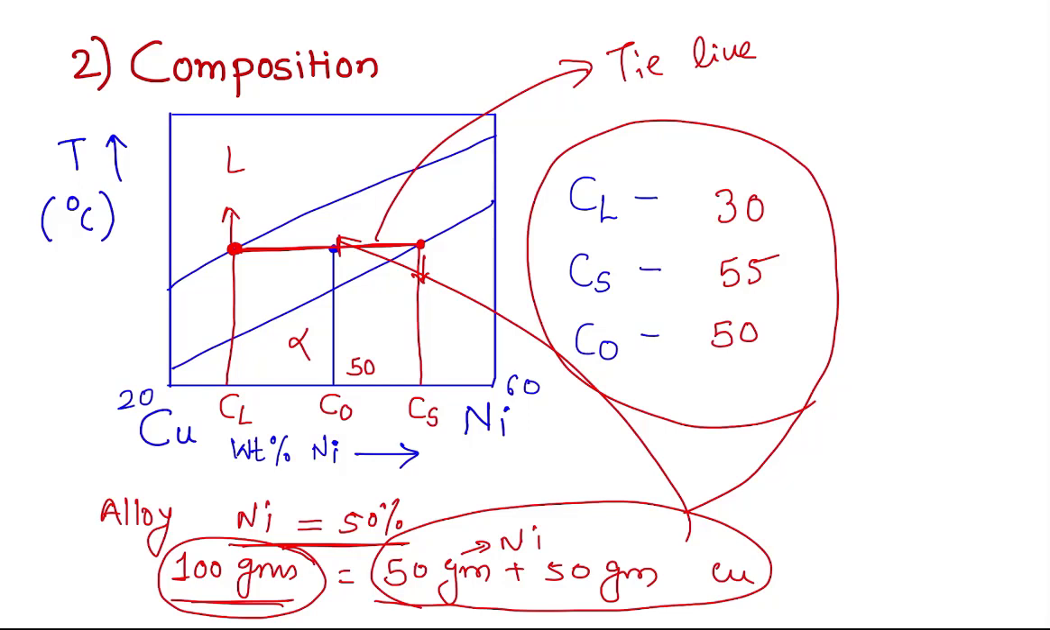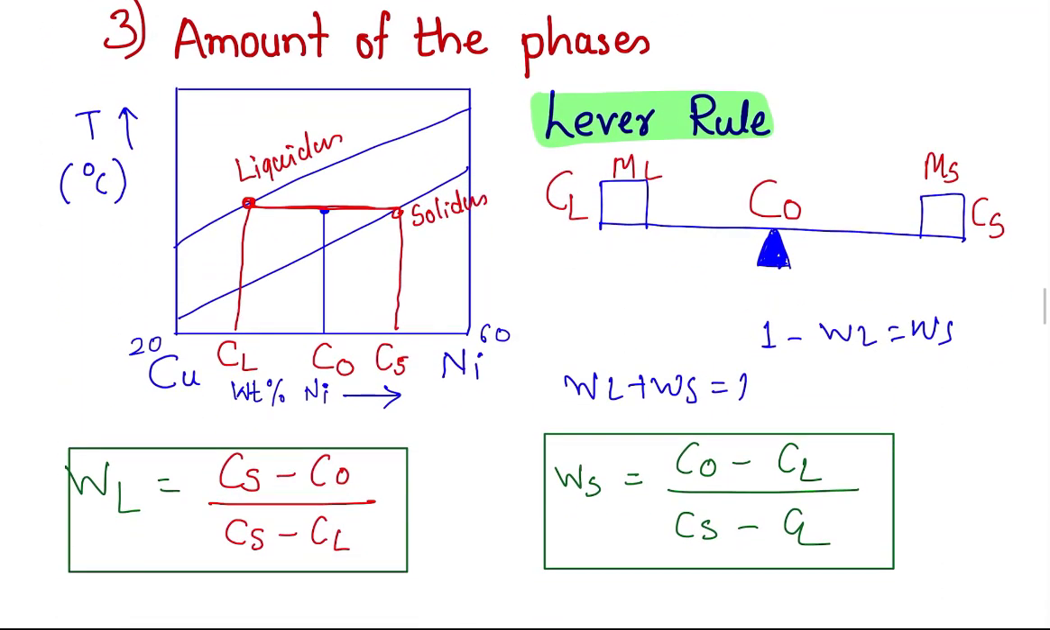Amount of phases means in this liquid how much is the nickel and how much is the copper. That we can find out by amount. So the third is amount of the phases. So we have C0, the given concentration here, Cl the given concentration, and Cs the given concentration. This is again the same phase diagram. This is solidus line, this is the liquidus line.